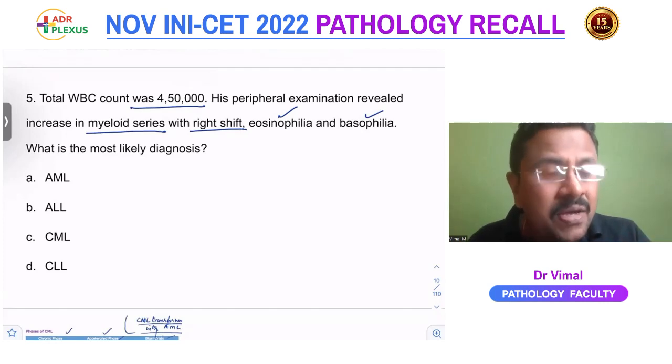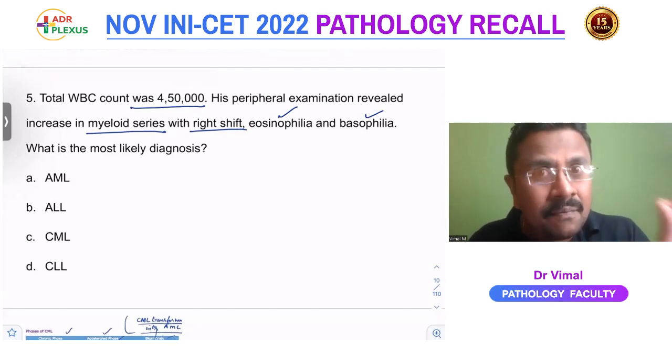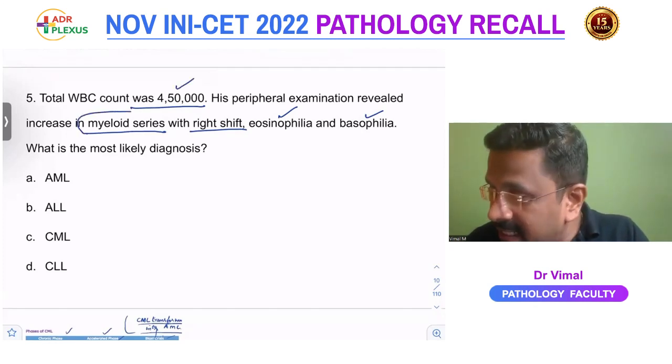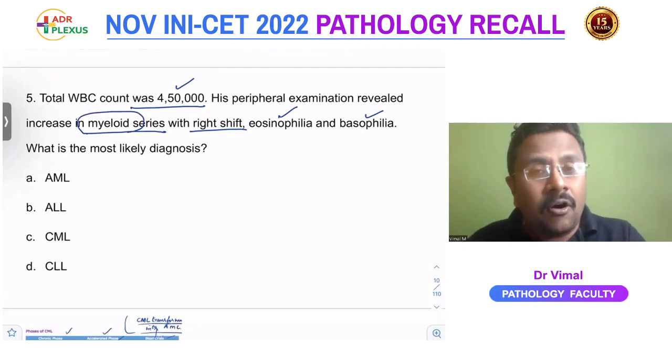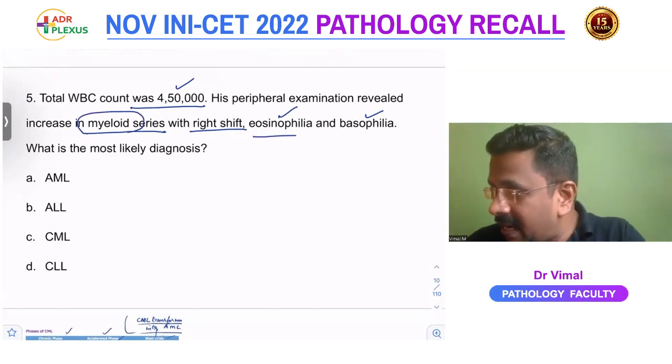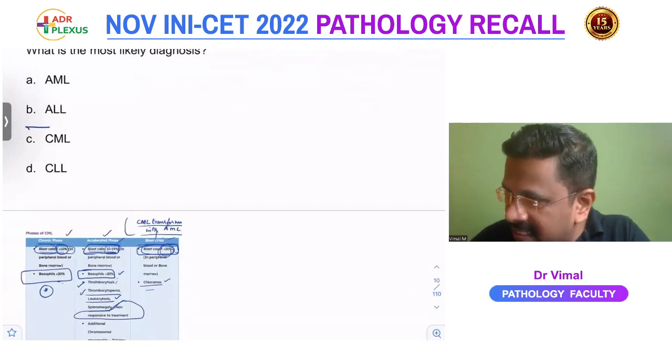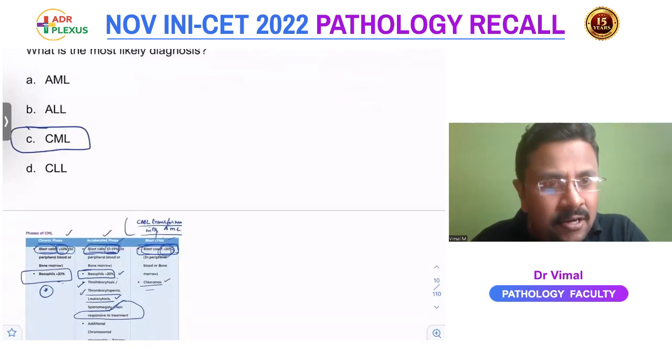How have we arrived at the diagnosis? We arrived at the diagnosis of leukemia because the total count was increased, and it is mainly an increase in the myeloid series, with eosinophilia and basophilia. All of us know that for basophilia an important differential is chronic myeloid leukemia. And as you can see, the answer here is chronic myeloid leukemia.